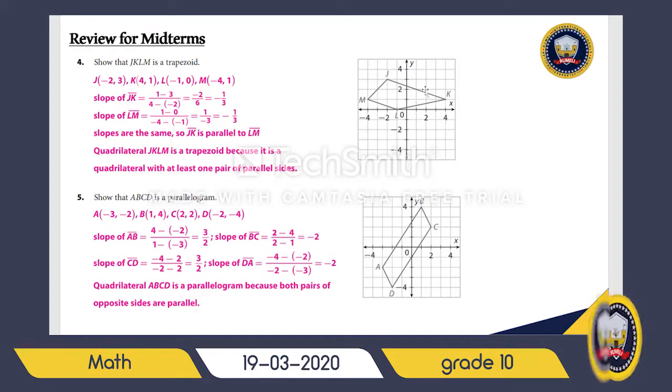How can I find the slope? It is the difference of y's divided by the difference of x's. For GK, 1 minus 3 divided by 4 minus 2, which is minus 1 over 3.